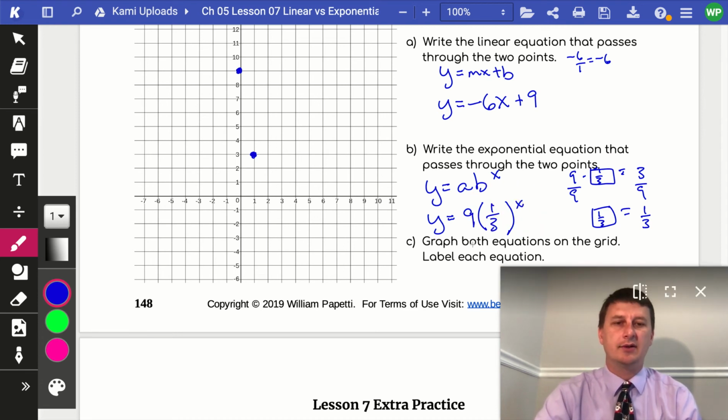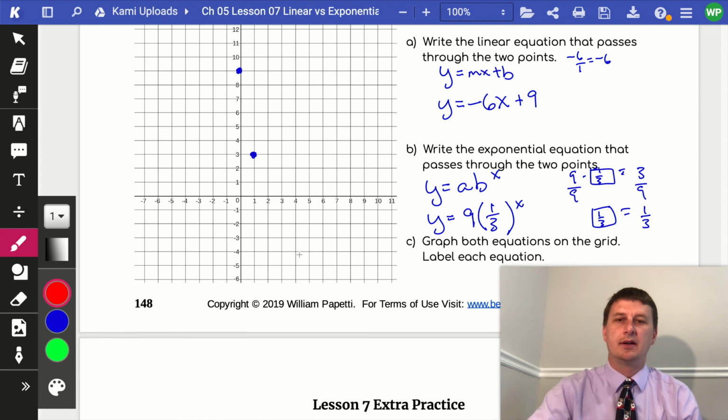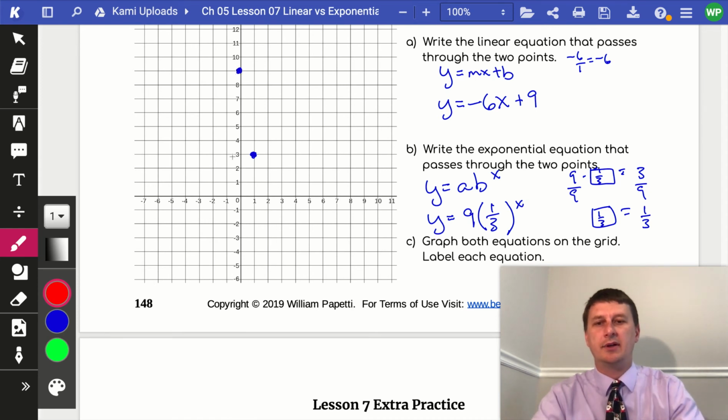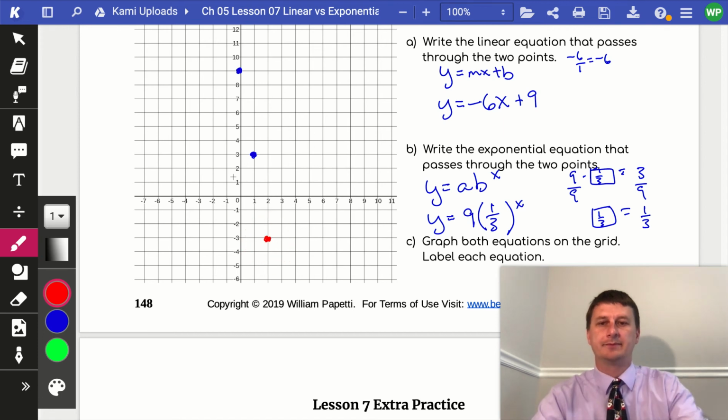And now it wants you to graph both equations on the grid and label each equation. So I'm going to graph that linear equation in red. So I have a y-intercept of 9. I'm going to go down 6 over 1. I'm going to go down 6 over 1. That's all the points that I could fit.